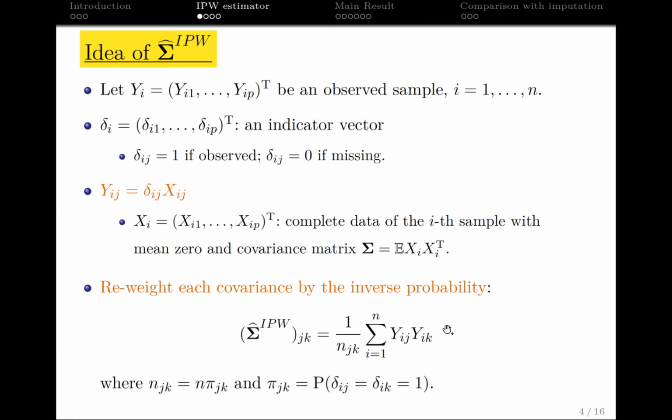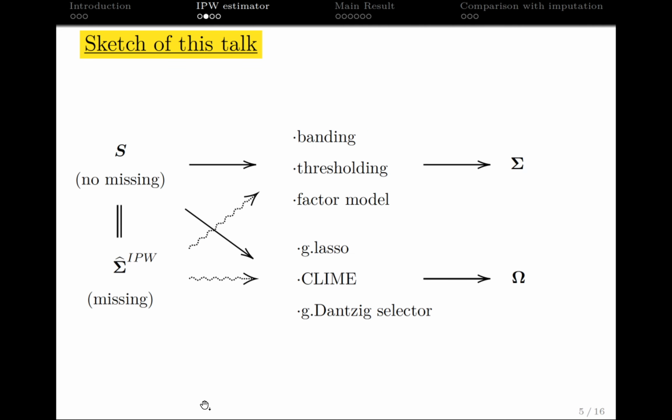Here the summation is for estimating the covariance between the jth and kth variable, but because of the missing, some of the n pairs are actually 0. So we have to adjust the weight by considering the number of observed samples. And we do that by multiplying by pi, the probability that the jth and kth variables are observed together. Therefore, we obtain the unbiased estimator, the IPW estimator.